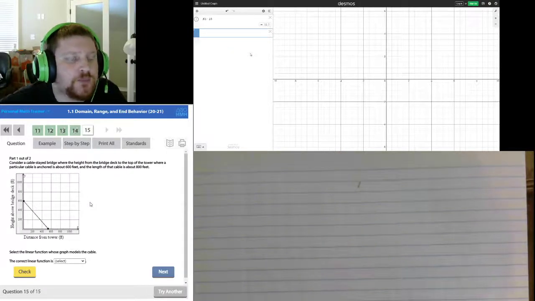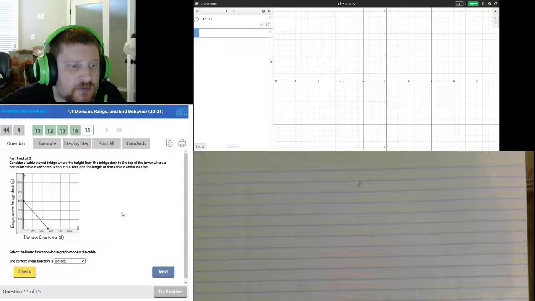15, part 1 of 2. Consider a cable-stayed bridge where the height from the bridge deck to the top of the tower where a particular cable is anchored is about 600 feet, and that the length of that cable is about 800 feet. Select the linear function whose graph models the cable.